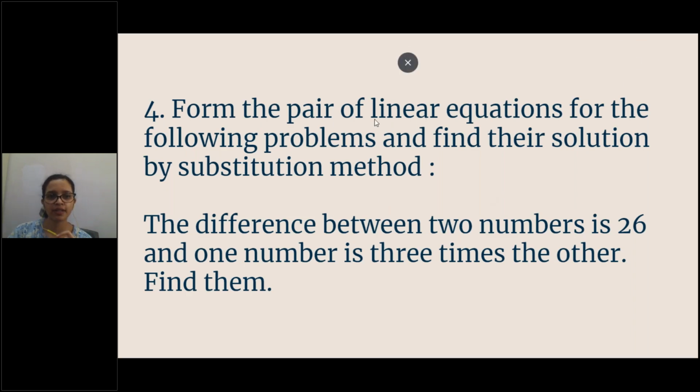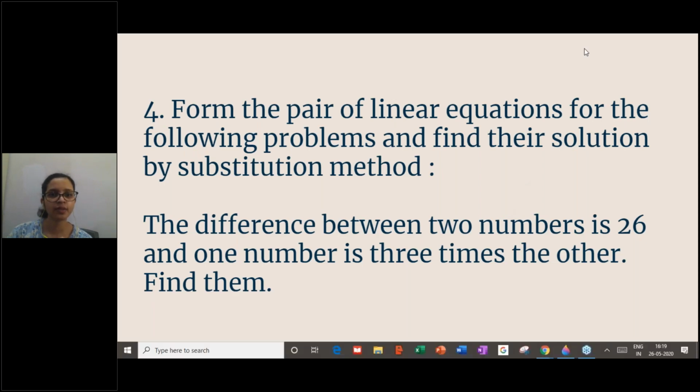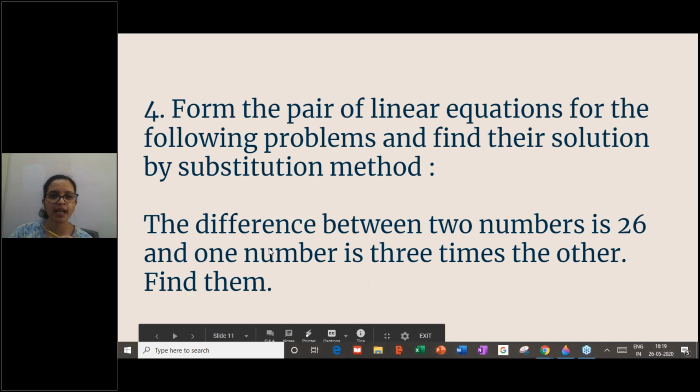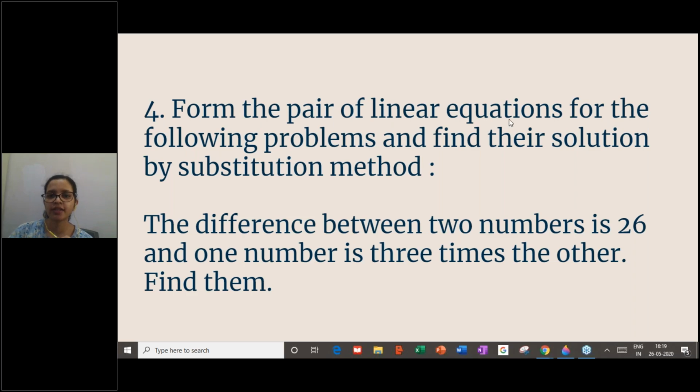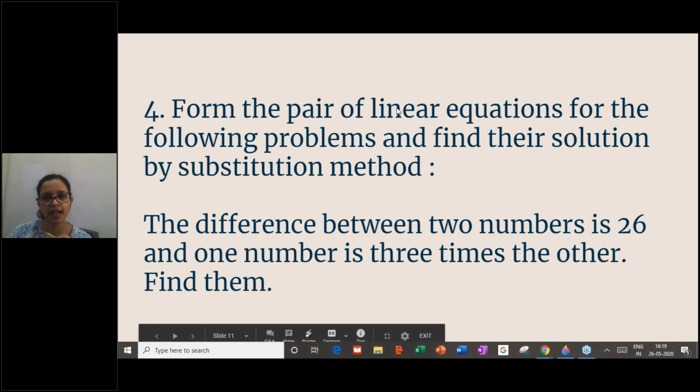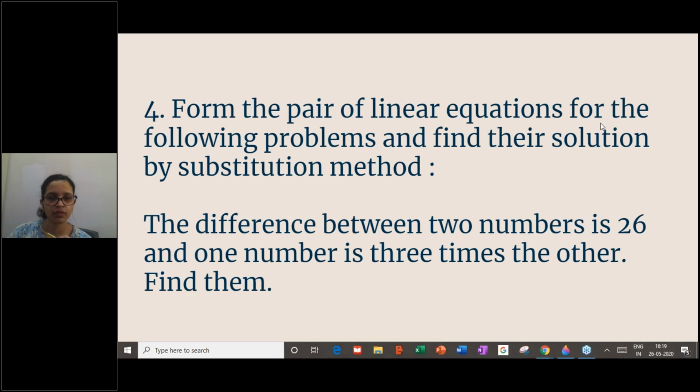The difference between two numbers is 26 and one number is 3 times the other. Find them. You can start by saying let the two numbers be x and y. The difference is 26, so x minus y is 26. This is one equation. The second line is one number is 3 times the other, so x is equal to 3y. This is the second equation. Now solve by substitution method.